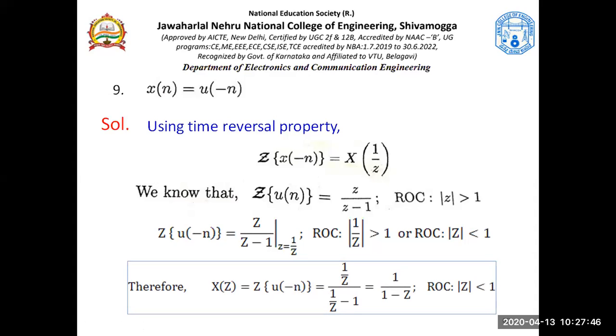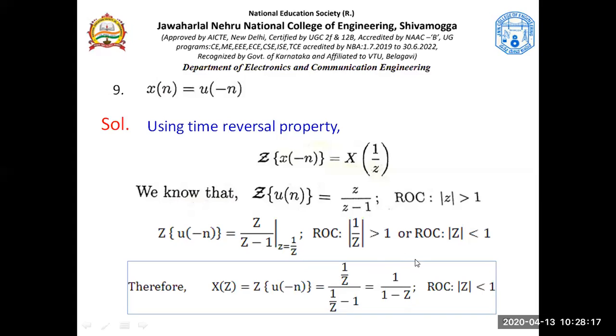So you need to understand that in z transform, x of z has to be replaced as x of 1 by z. That means, what is x of z? X of z is z transform of x of n. So we have z transform of u of n. Since it is u of minus n, the z is being replaced as 1 by z. Because of this, we are getting this result 1 by 1 minus z.